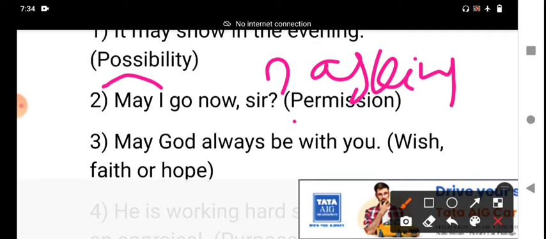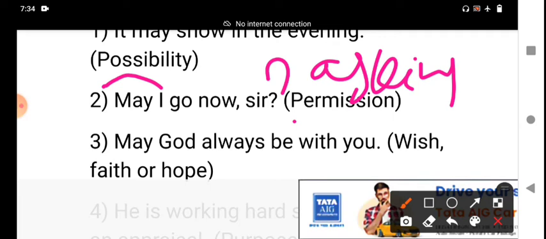May God bless you. These are the wishes. That is the wish. That is the faith. That is the confidence. That is the hoping. That is the wishing. That is the truth. These three functions should be done by the modal verb.